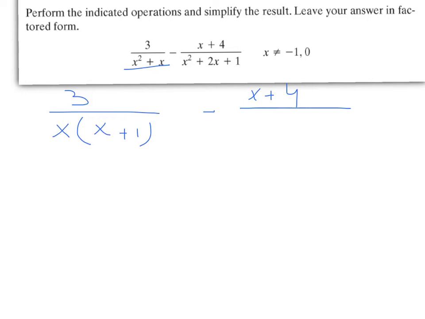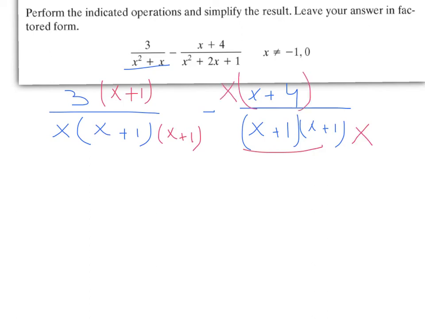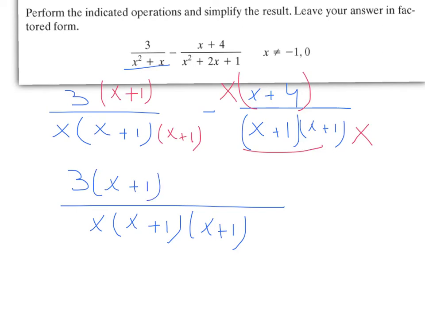Two values, we multiply them, we get 1. We add them up, we get 2. It's going to be 1 and 1. So (x plus 1) times (x plus 1). To find the common factor, here we need x plus 1, and we must multiply the numerator 3 by x plus 1. And here we need x, so we're going to multiply by x. So here we have x times (x plus 1) times (x plus 1). And here we have 3 times (x plus 1) minus x times (x plus 4).